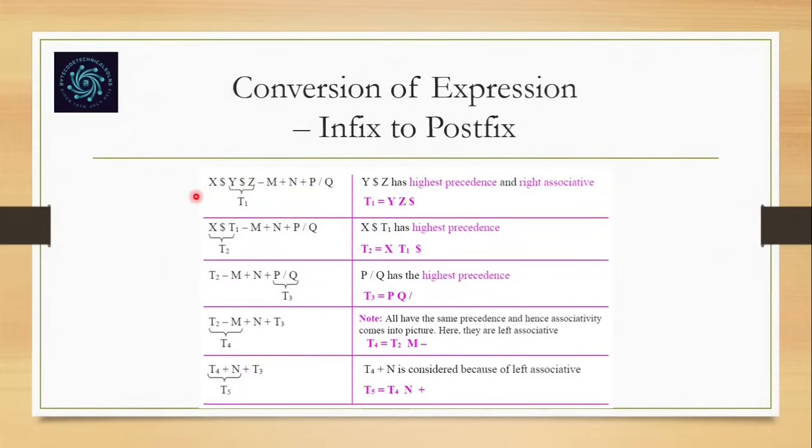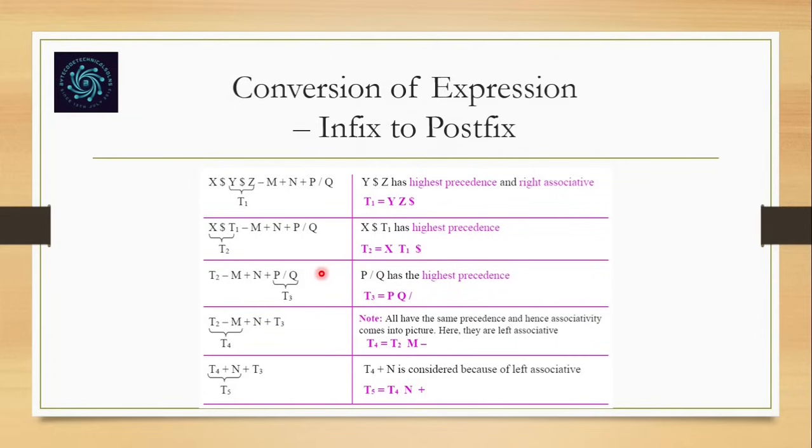So the rightmost side we have the expression y dollar z, or y raised to z. Hence we will evaluate y dollar z first. Substitute y dollar z as t1. So t1 is y dollar z; converted into postfix form, it will be yz$. Next we have the expression x $ t1 - m + n + p / q. Here, among the other operators, the dollar or caret symbol has the highest priority, hence we substitute x $ t1 as t2. So t2 is x $ t1; in postfix form, it will be x t1 $.